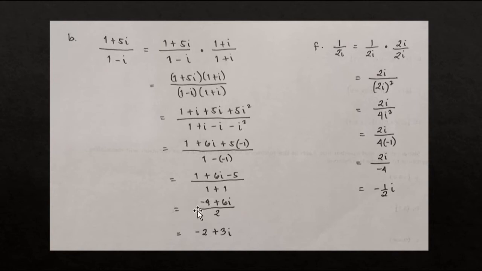Plus 6i all over 1 plus 1 is 2. Then we simplify: negative 4 divided by 2 is negative 2. Plus 6 divided by 2 is 3i.